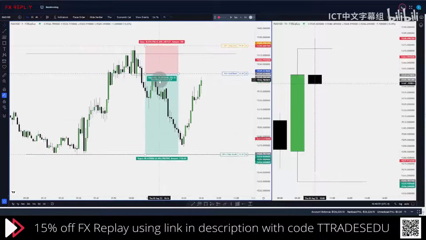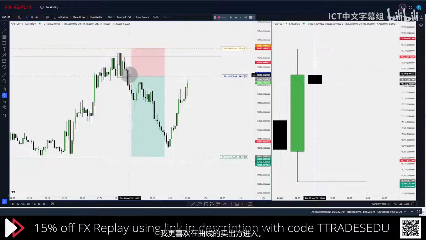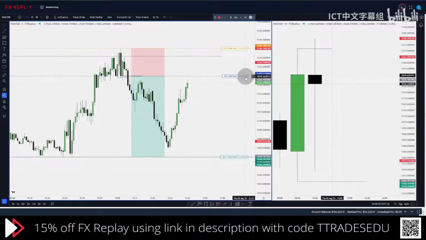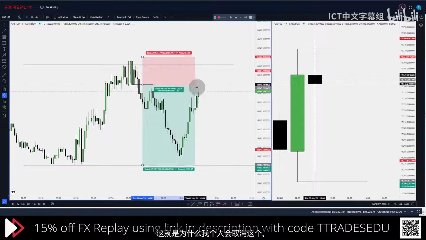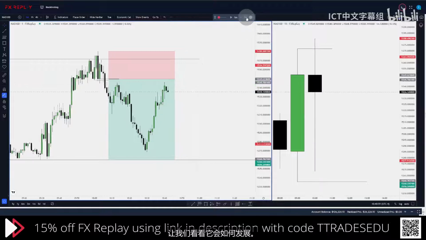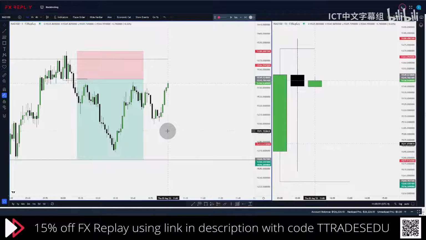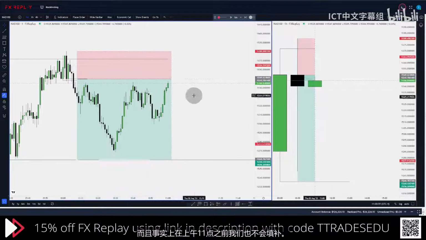Not a fan of this. Generally, once it already reaches almost to that low, I'm not really looking to enter. I prefer the entry on the sell side of the curve, not when price is coming back. So now we have displacement down, back up. So that's why I personally would cancel this, but let's see how it would work out. And actually, would have never filled us before 11 a.m. anyways.